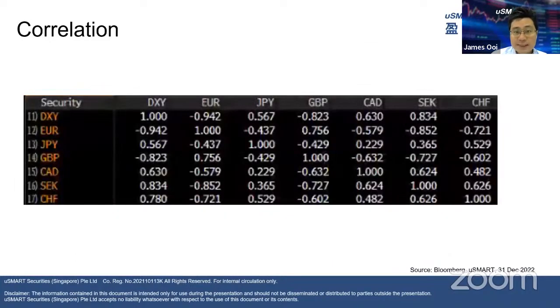And you can also see in terms of correlation, Euro is negative 0.942 against the US dollar index, which means typically Euro USD and the US dollar index move inversely to each other. And you can also see Pound USD and the US dollar index have a strong negative correlation at negative 0.823 as well, which means Pound USD and the US dollar index move inversely to each other as well.